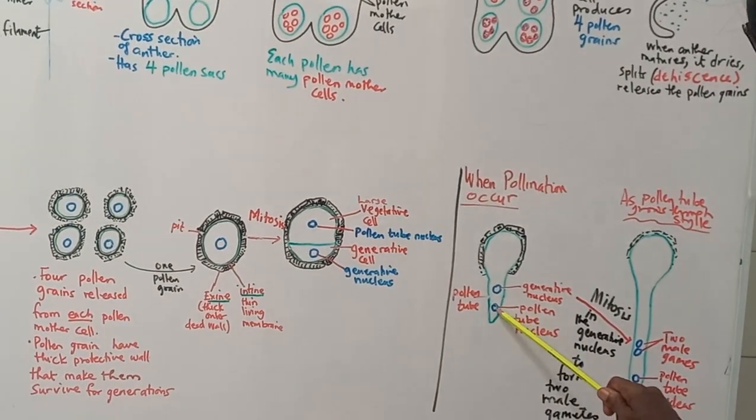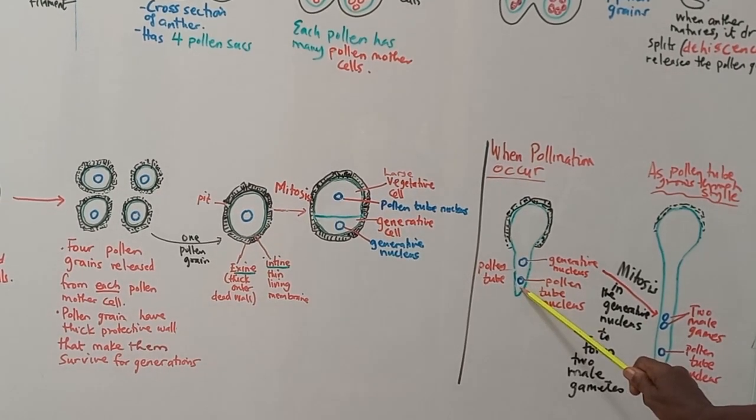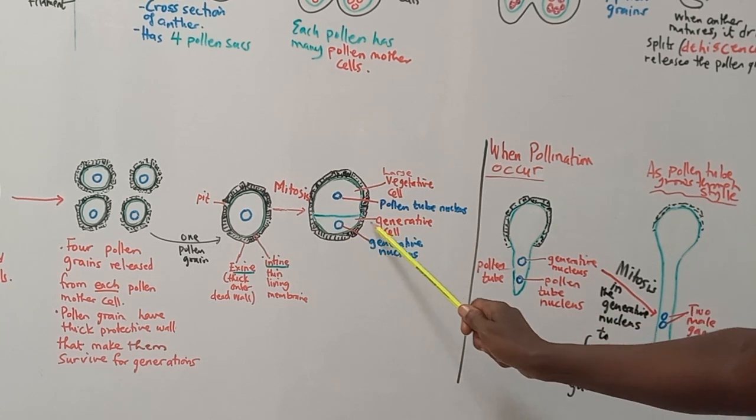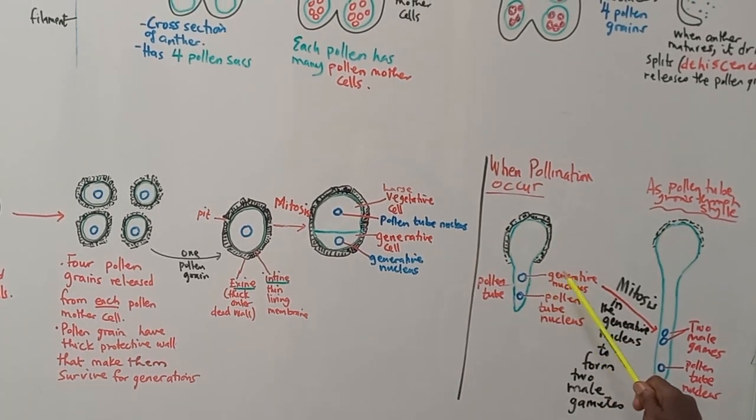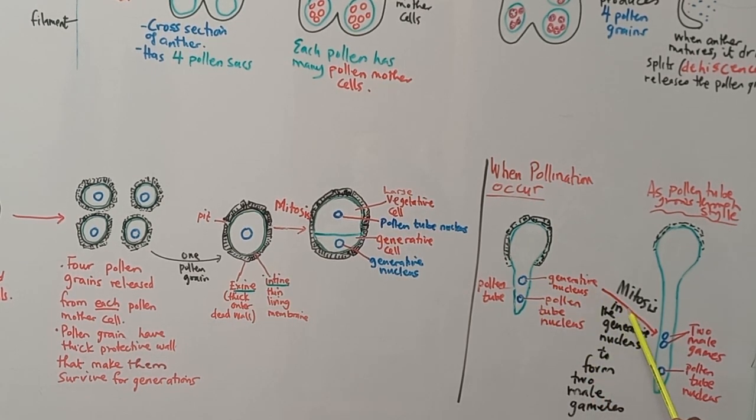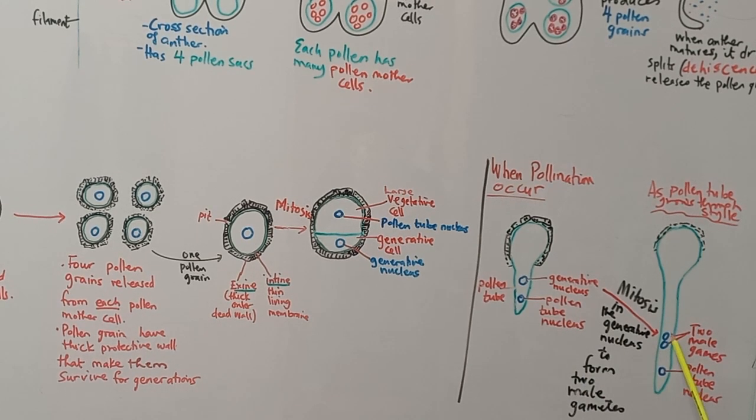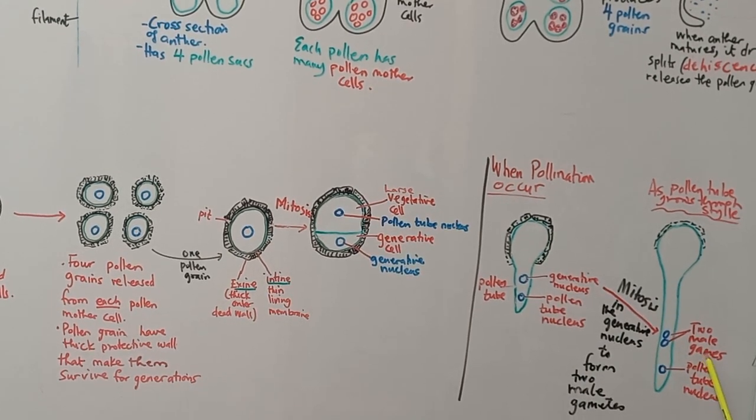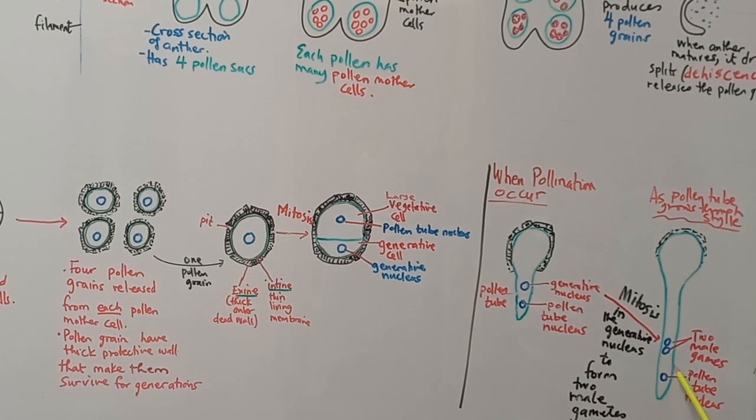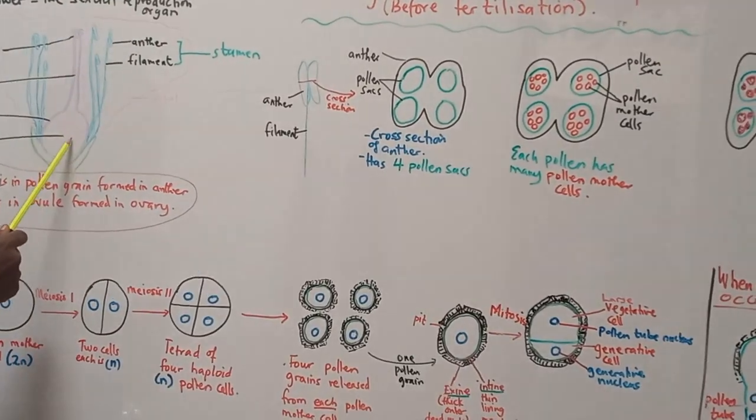So here is the pollen, a small tube form with the pollen tube nucleus at its tip, and the generative nucleus still there. That's the generative nucleus following. Then as it grows through the style, the generative nucleus undergoes mitosis to form 2 nuclei, and those 2 nuclei form 2 male gametes behind the pollen tube nucleus. The pollen tube nucleus sees to the formation of the tube as the pollen tube grows towards the ovule.